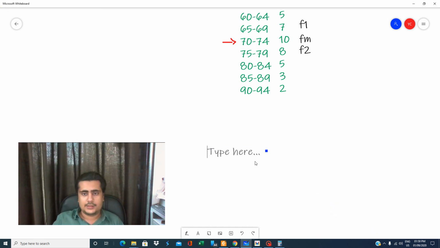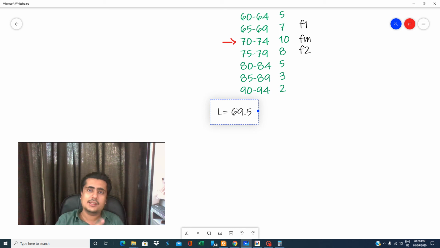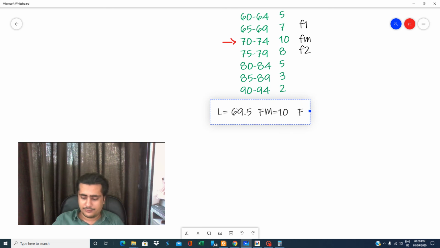Now let us write the data needed to solve this. Lower boundary: what is the lower boundary for you? As I told you, this is an inclusive class. You can see 65 to 69, 70 to 74, 75 to 79. If you get an inclusive class, then for the lower boundary you have to take not 70 but 69.5. Then Fm you take as 10, F1 as 7, F2 as 8. So L is 69.5, Fm is 10, F1 is 7, F2 is 8.